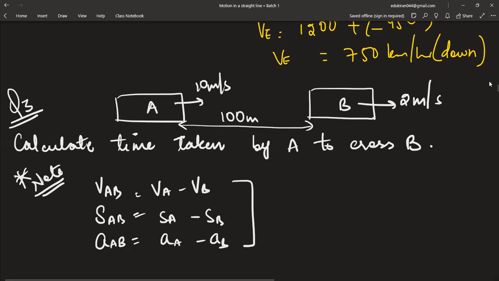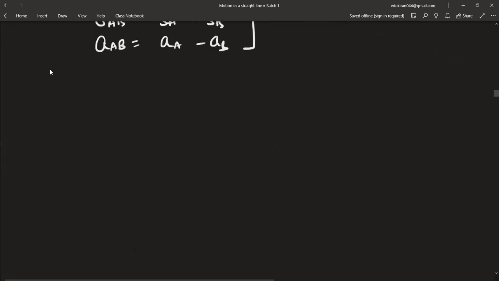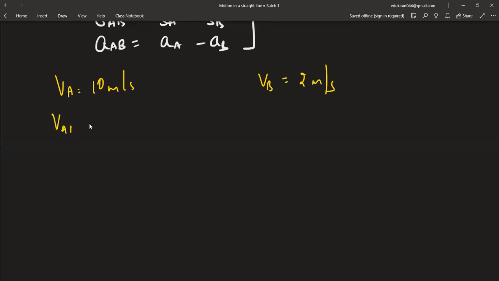See, VA is 10 meter per second. Fine. And VB is 2 meter per second. So you will be using the concept of VAB now. You know what is VAB? Velocity of A minus velocity of B. That is the relative velocity of A with respect to B. So your VAB is 8 meter per second, not square, 8 meter per second.